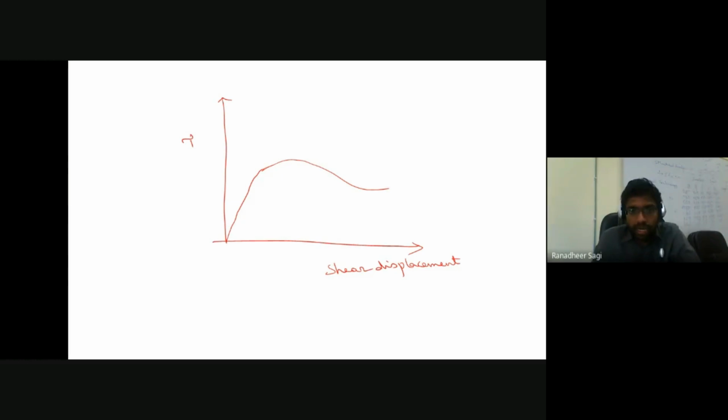What does it indicate? Your shear stress in the soil is continuously increasing, reaching some maximum value, and beyond that amount of horizontal displacement, if I further cause more and more shearing in the soil sample, what I could see is that the intensity of the shear stress getting developed in the soil is continuously decreasing. This could be one pattern of your curve. Okay, this could be one pattern of the curve.